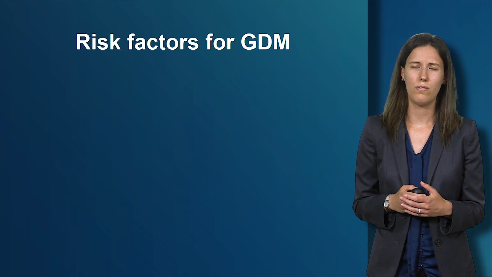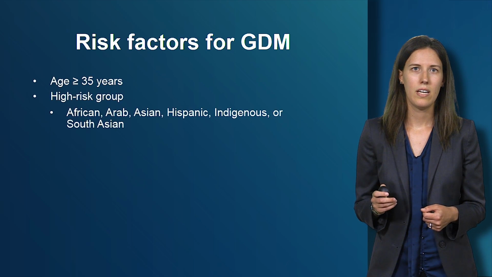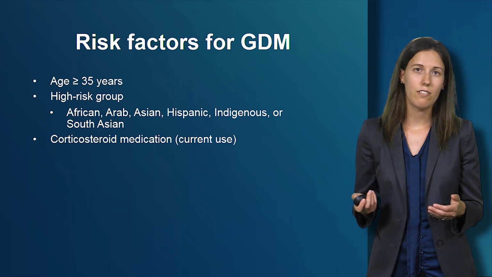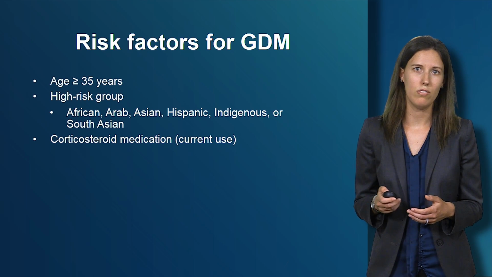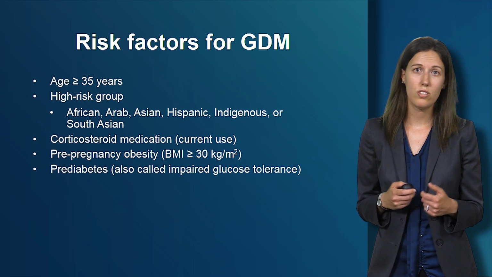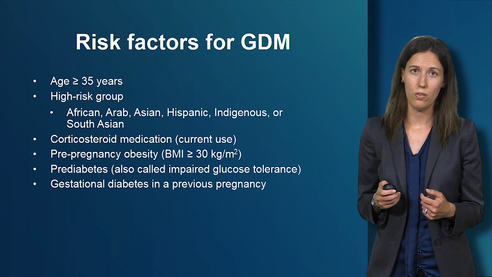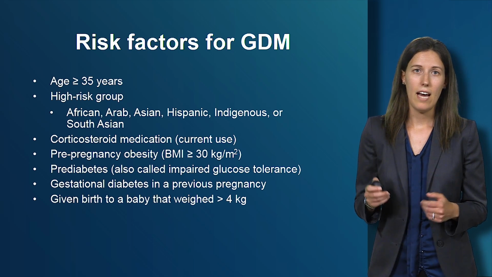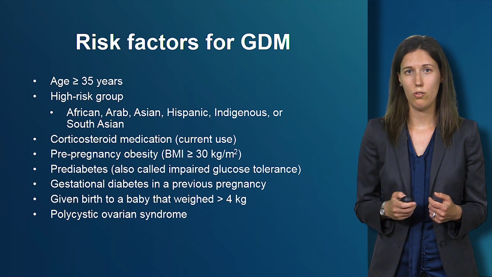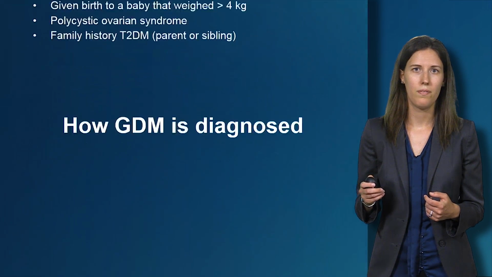First, what are the risk factors for the development of gestational diabetes? These include an age above 35 years, being from a high-risk group, use of steroids and other medications that are associated with insulin resistance, pre-pregnancy obesity, pre-diabetes, which is also sometimes called impaired glucose tolerance, having a previous history of gestational diabetes in a previous pregnancy, having previously given birth to a baby that weighed over 4 kilograms, having a history of polycystic ovarian syndrome, having a family history of type 2 diabetes in a first-degree relative.